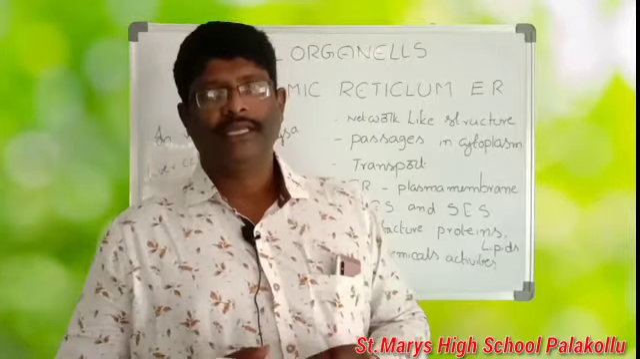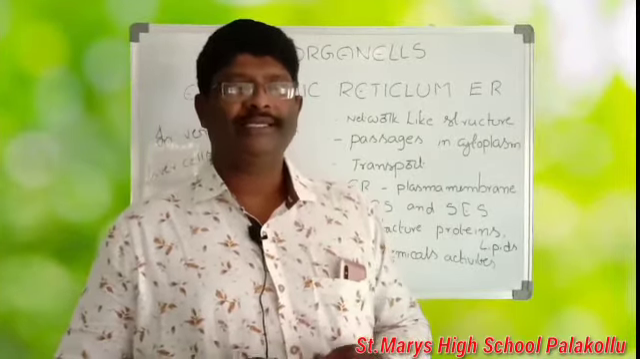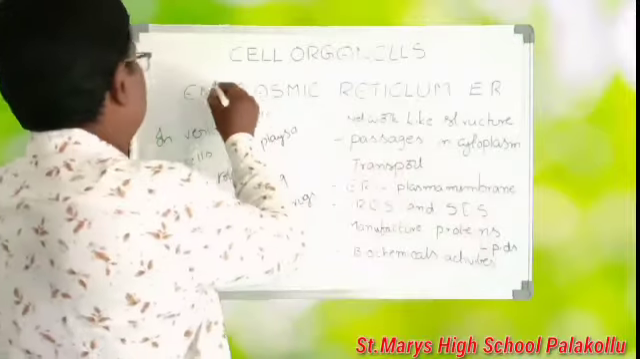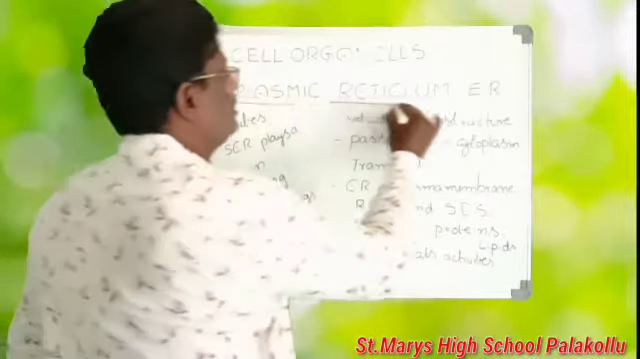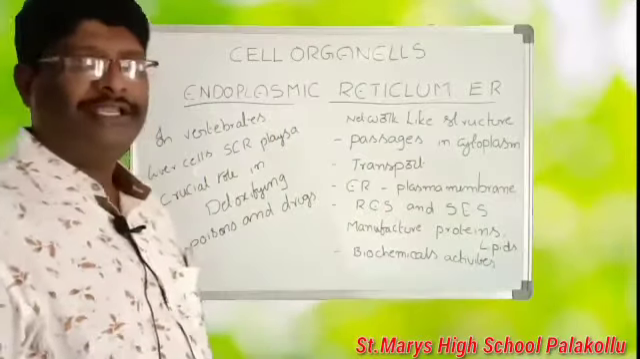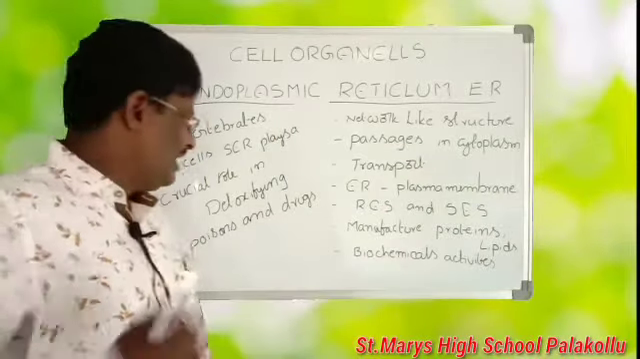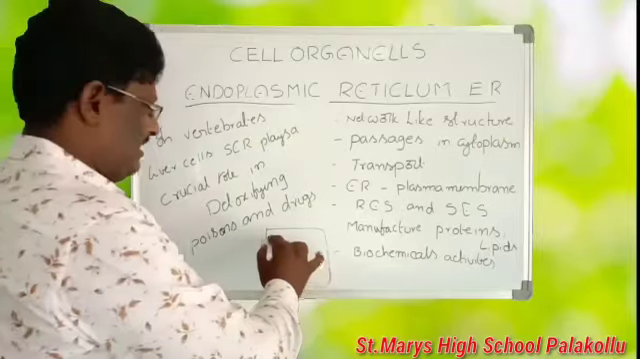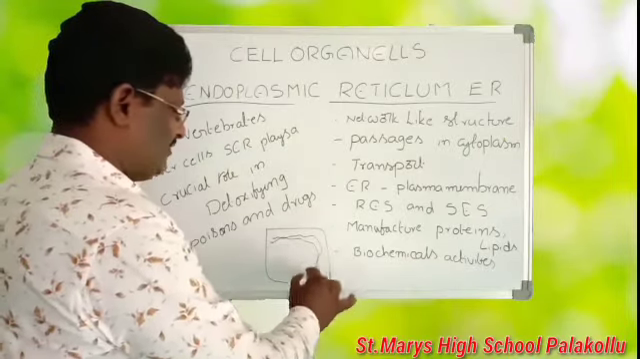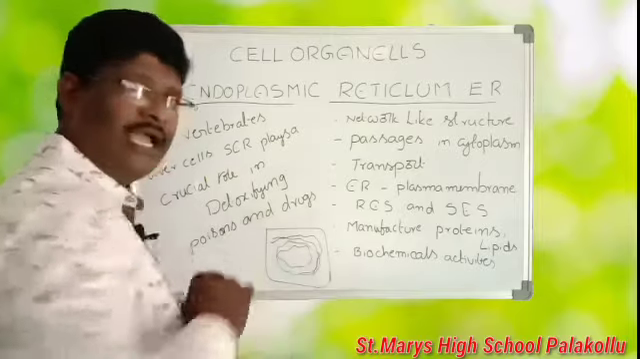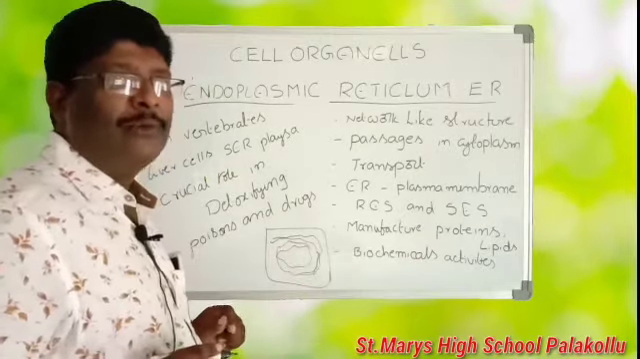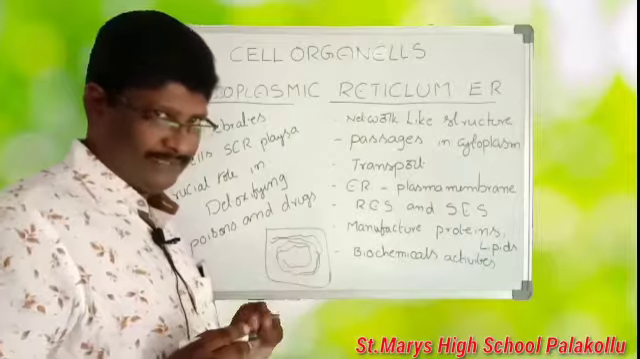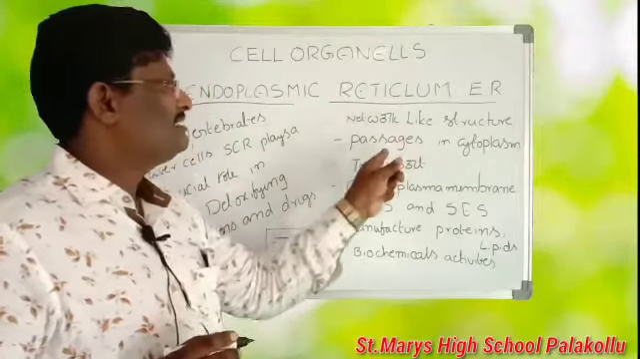Next one, endoplasmic reticulum. What is that? Endoplasmic reticulum is also one of the important cell organelles in the cell. If you see the structure of the cell, inside the cell there is a network-like structure. This network-like structure is called endoplasmic reticulum. It is located in the cytoplasm of the cell.